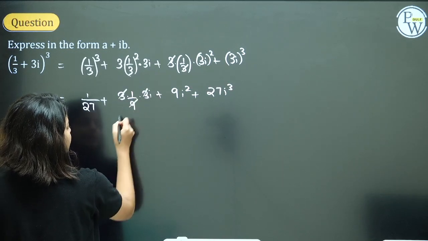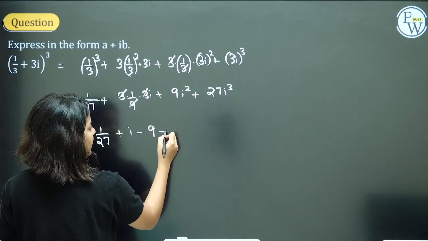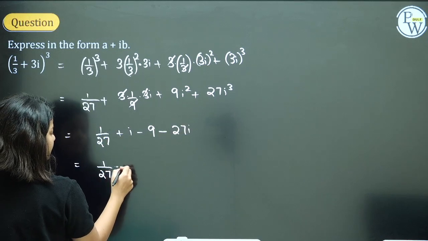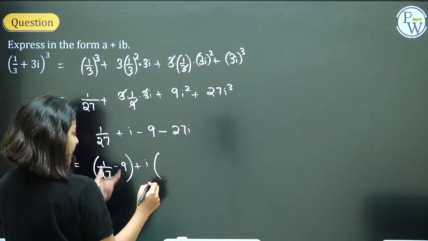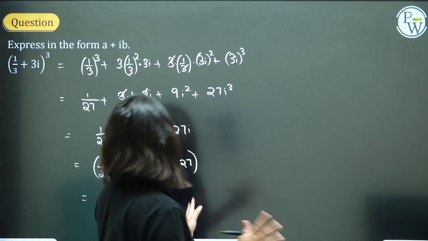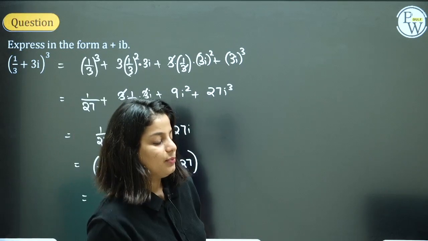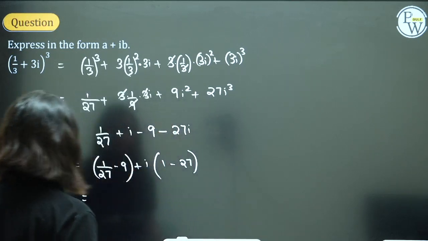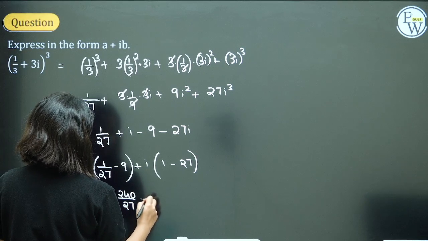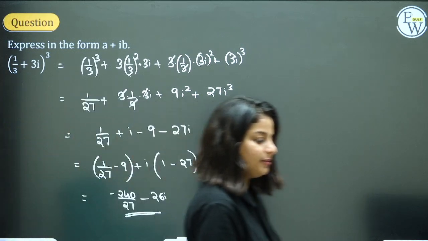Okay, 3 3s are 9, 9 cancel: 1 by 27 plus i square, minus 1, minus 9, and i cube, minus i, minus 27i. Take the real parts together, 1 by 27 minus 9, and i common, imaginary parts together, 1 minus 27. How much is 1 by 27 minus 9? Can we do the calculations? 27 nines will be 241. So 1 minus 241 is minus 240 upon 27, plus 1 minus 27, minus 26 i, and that's your answer. Please verify.